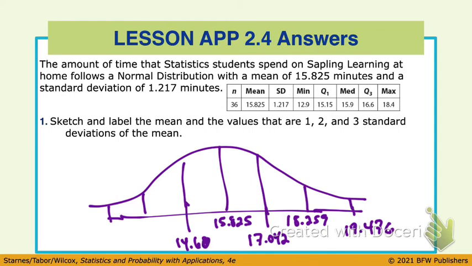Okay, 2 standard deviations below? 13.391. And 3 standard deviations below? 12.174. Okay, cool. All right, did everybody get that?